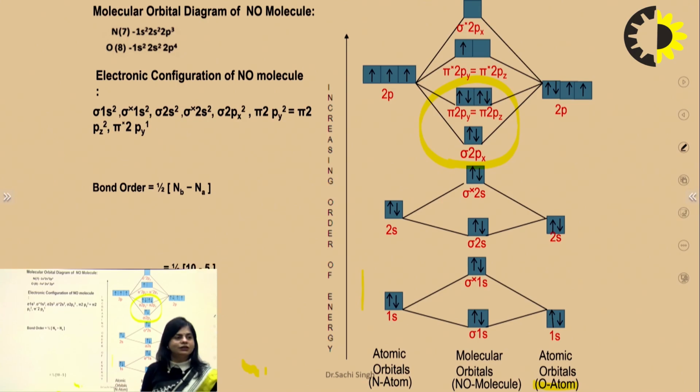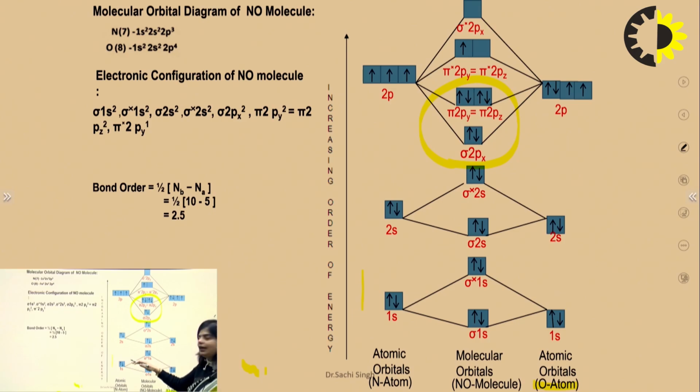Now the bond order is bonding minus anti-bonding, divided by 2. As we already know, the anti-bonding is represented by the star, and the bonding is without star. The lower energy is the bonding, the higher energy is the anti-bonding. Again, you must remember that in the molecular orbital diagram for a heterodiatomic molecule, the electronegative atom is slightly lower as compared to the electropositive one.